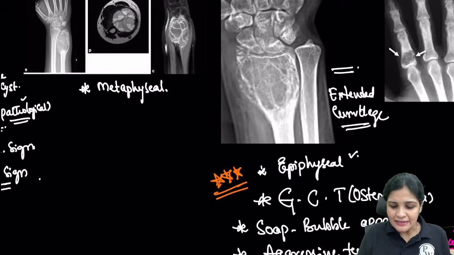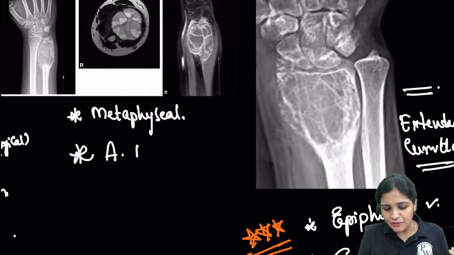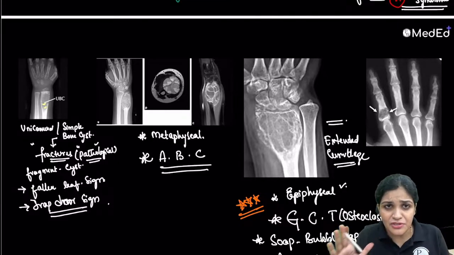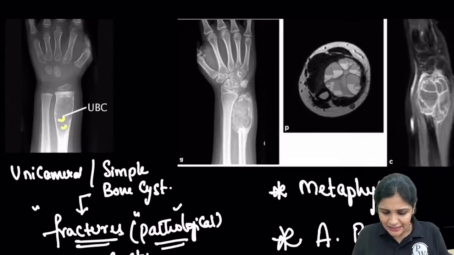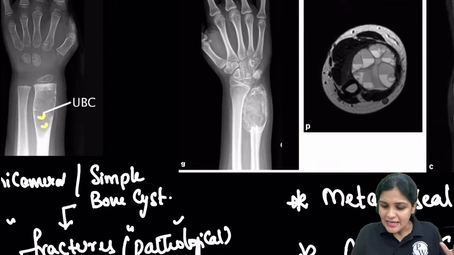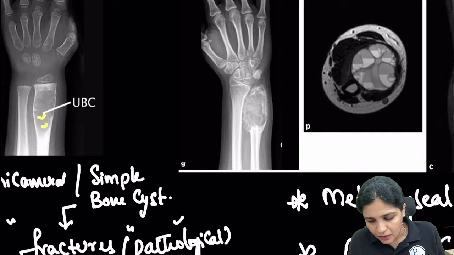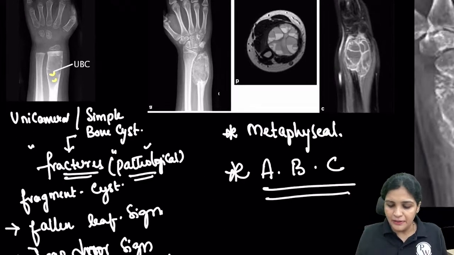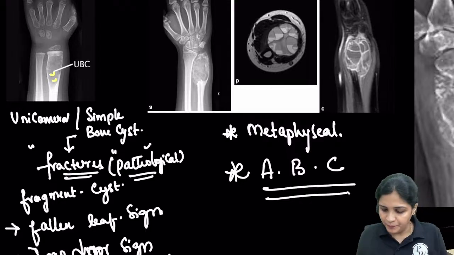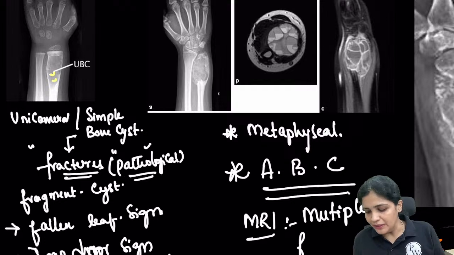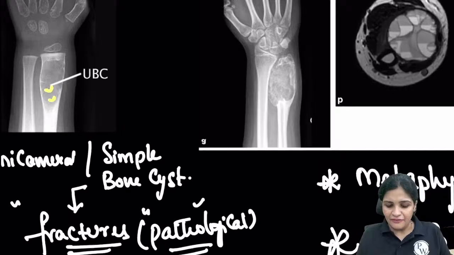So here, this is ABC, right? Whatever we see in the metaphyseal region is aneurysmal bone cyst. Now, can you tell me the difference between simple and aneurysmal bone cyst? You can just see both the images. Simple bone cyst: simple is unilocular and aneurysmal is multilocular. Not multilocular, it is multiple levels. Whenever you take the MRI, you see multiple fluid levels because it is filled with blood, right? But what is the important difference that you see?